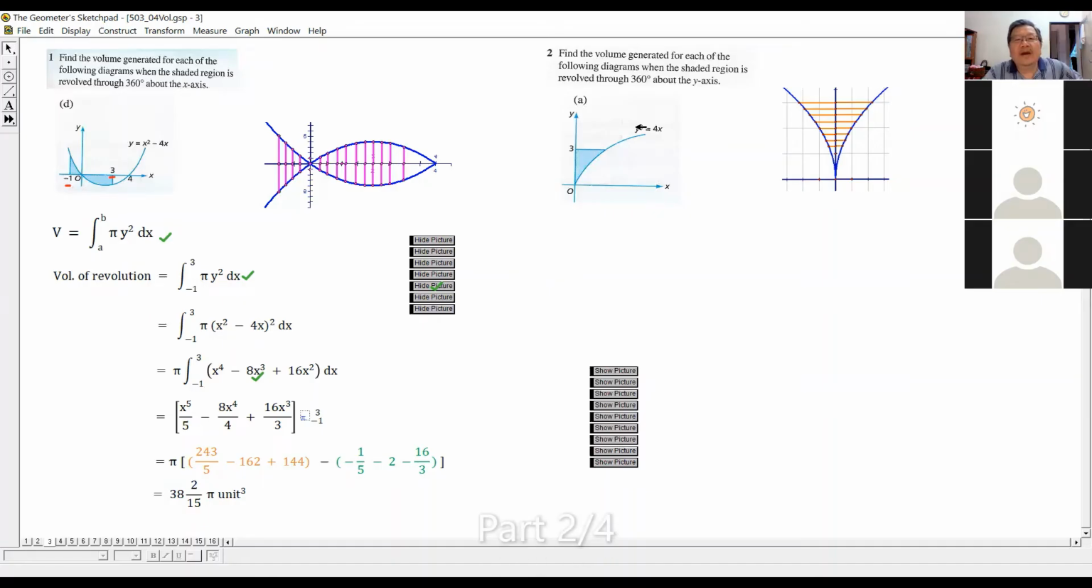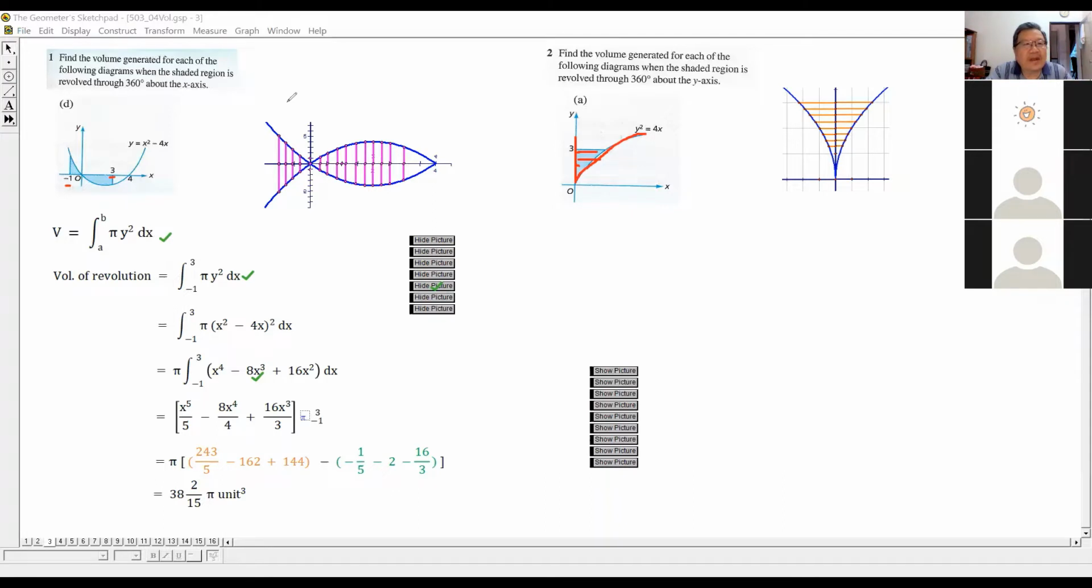You want to find the volume generated when the area between the curve... I'll show you where I mean. This is the area between the curve and the y-axis. This area here is rotated about the y-axis.